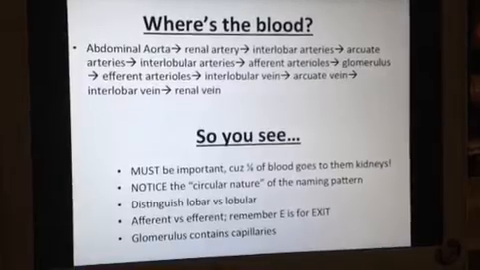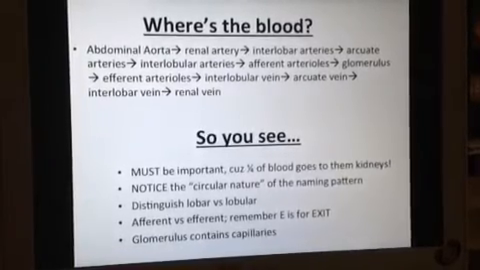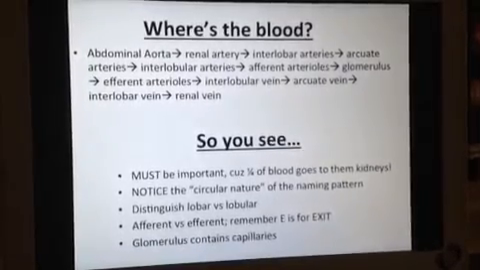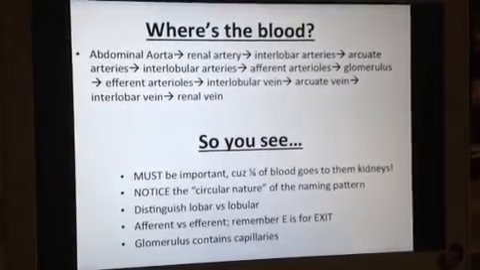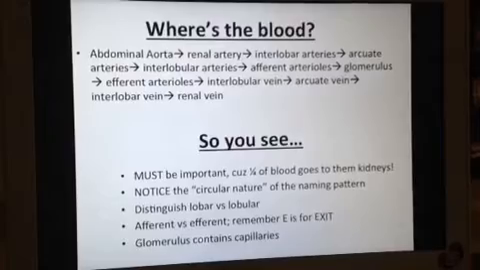Make sure that you can distinguish between lobar and lobular. They sound very similar, but they are in fact two different things. And there's one for each, for the veins and the arteries.